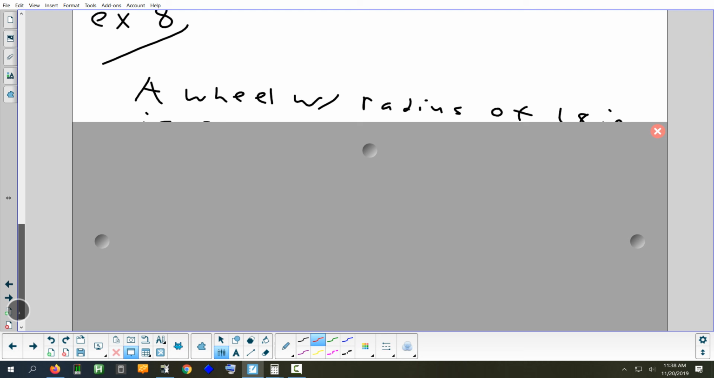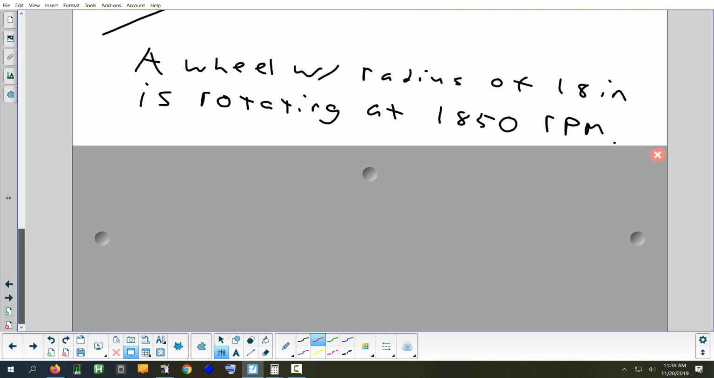All right, last one for this. What happens if you're trying to find... So this one says that a wheel with a radius of 18 inches is rotating at 1,850 RPMs. Okay, so a radius of 18 inches, that's a lot bigger than a car tire. That's like a car tire that would be 3 feet across. So it's probably more like a tractor. Yeah. Big. So a wheel with a radius of 18 inches is rotating at that speed.